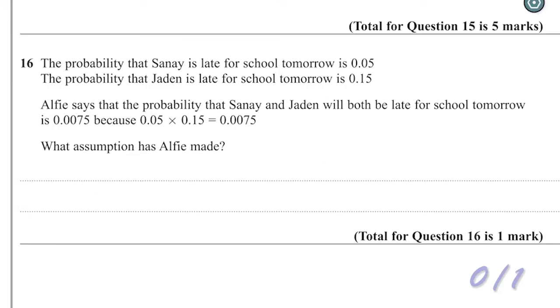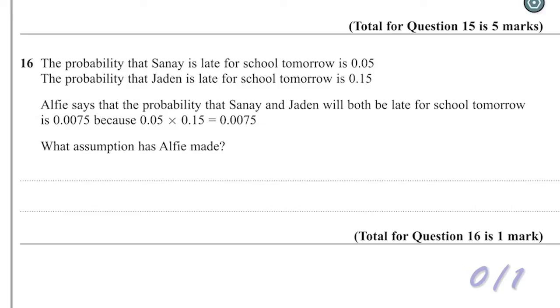Okay, question 16. We have probability that Sinai is late for school as 0.05 and the probability that Jaden is late at 0.15. So what we can take this to mean is that 5% of the time Sinai is late and 15% of the time Jaden is late. Alfie says the probability that Sinai and Jaden will both be late for school is 0.0075 because 0.05 times 0.15 is 0.075. Which is true, the maths is fine, but is that the right way of going about it? What assumption has Alfie made?